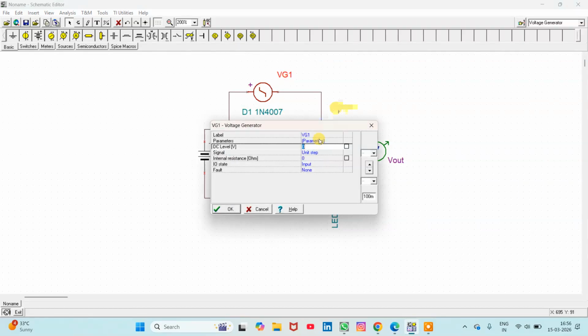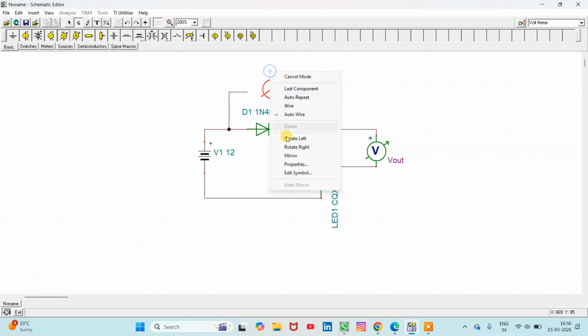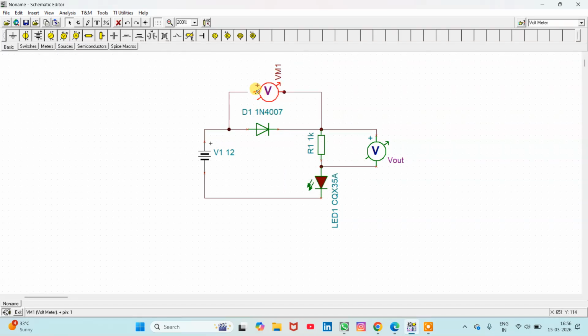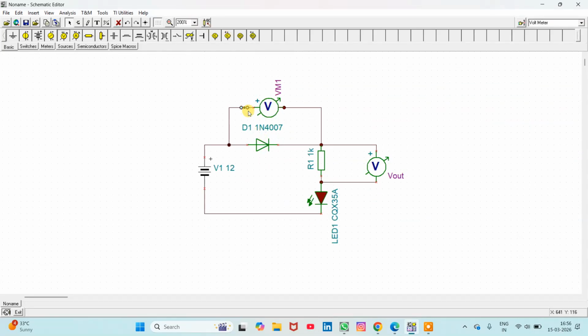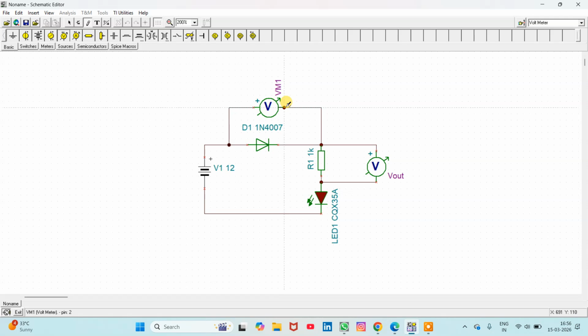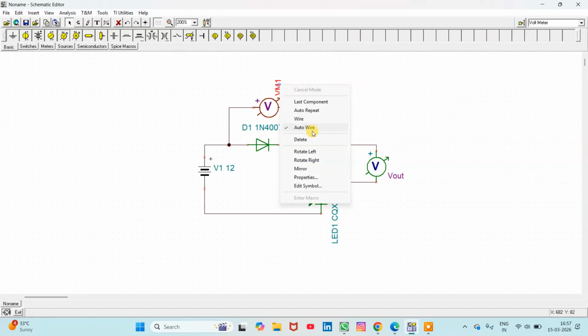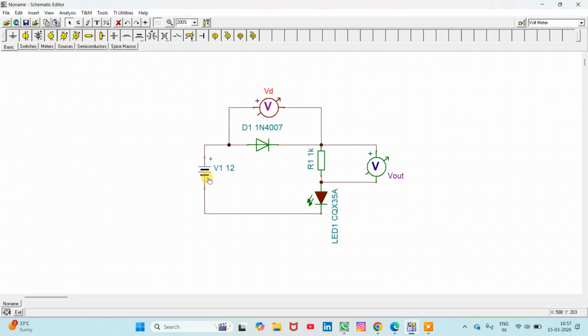So here I'm giving the name for this voltmeter... no, this is not the voltmeter, this is the voltage generator. So here I'm taking the voltmeter and connecting it. I'm getting some errors because there is no need to have these junction points here. I don't want the junction points or else I'll get some warnings. I just removed it, right? Now I'm changing the name of this voltmeter to VD because it will give me the voltage across the diode.